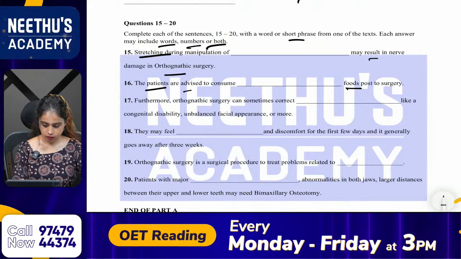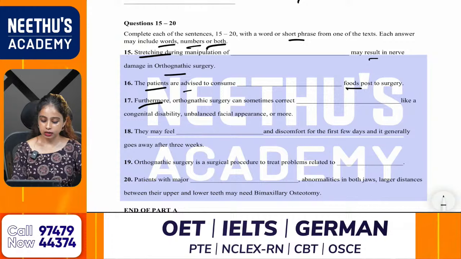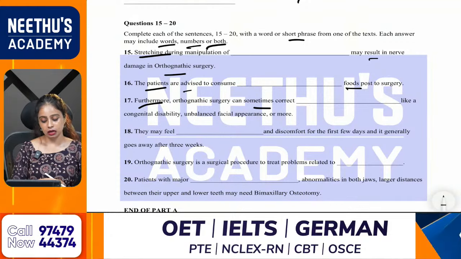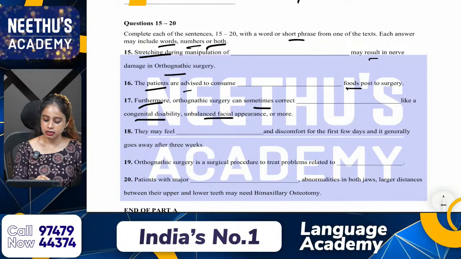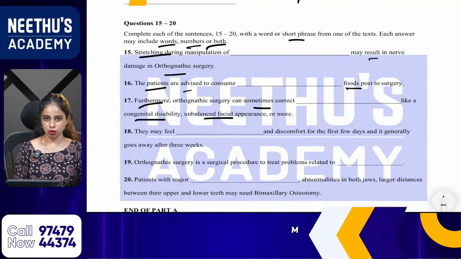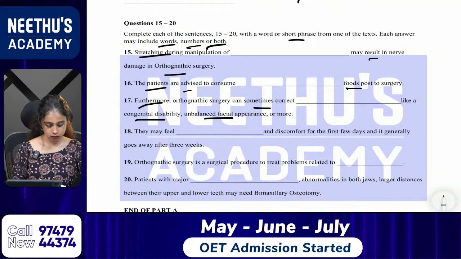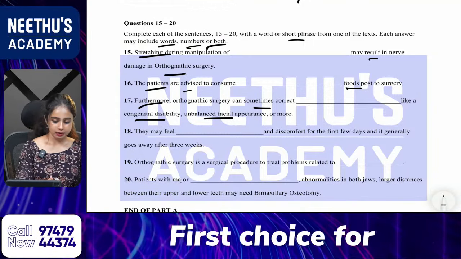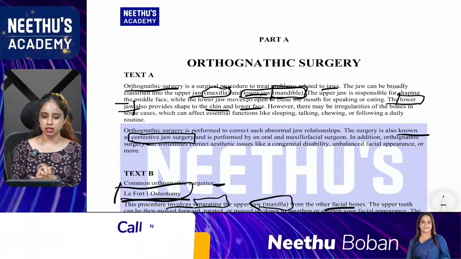Okay. Then 17th question. Furthermore, orthognathic surgery can sometimes correct dash like a congenital disability, unbalanced facial appearance or more. So, tell me what is the missing word there? 17th question. Any idea? What is the missing word from question number 17?